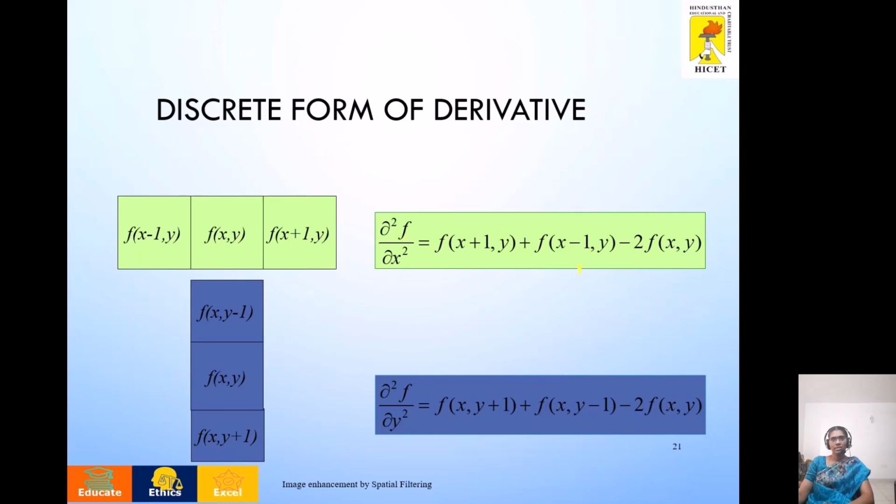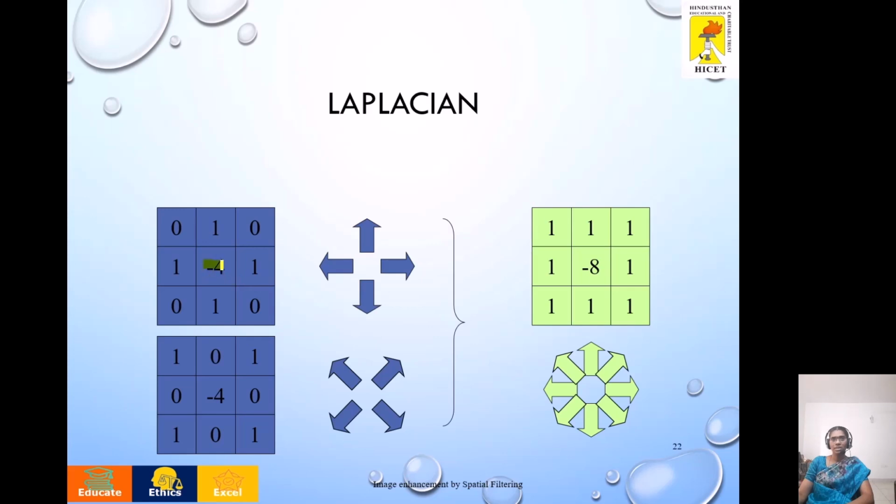If you add these, all the adjacent neighbors will have 1 and the center pixel will be minus 4. So the mask has minus 4 here, remaining 1. If you consider all directions, they are 1 and here minus 8. Instead of minus 4 here, you can introduce 4 here and the neighbors to be minus 1.